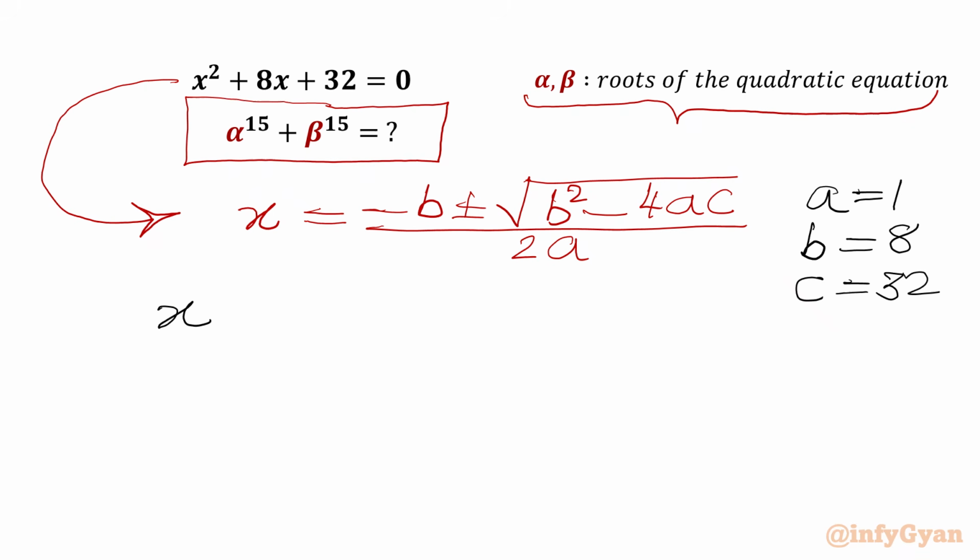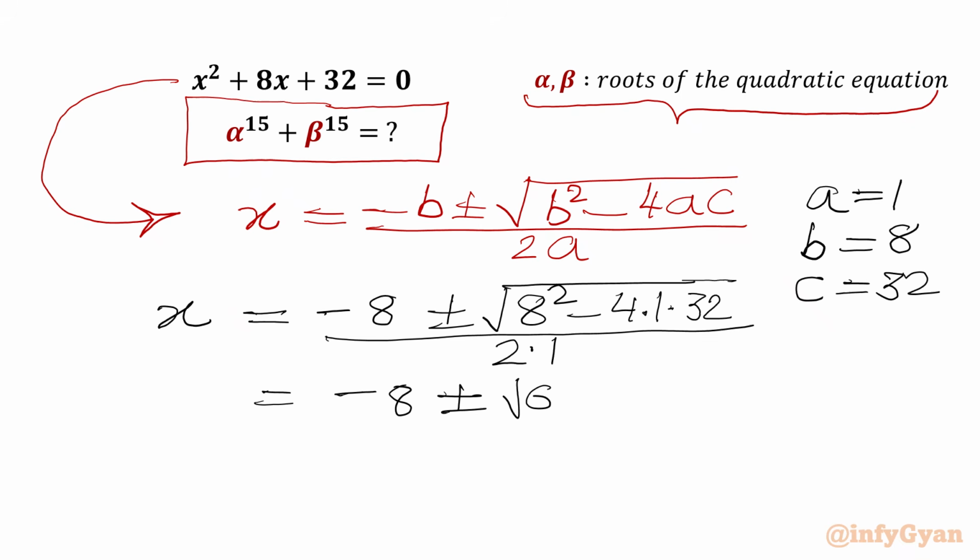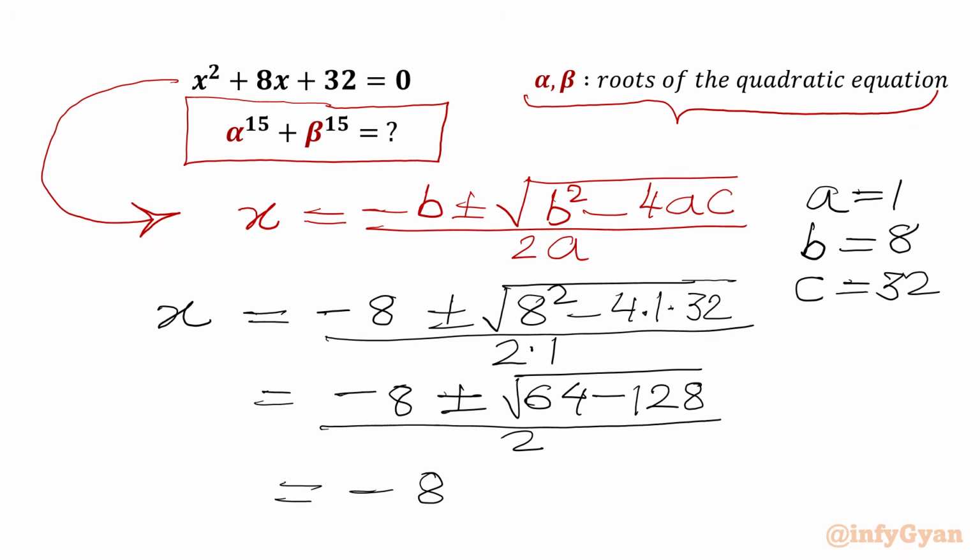Now we will calculate x equal to minus 8 plus minus square root of 8 square minus 4 times 1 times 32 over 2 times 1, which will give us minus 8 plus minus square root of 64 minus 128 over 2 times 1, which is 2. This will be equal to minus 8 plus minus square root of negative 64 over 2.